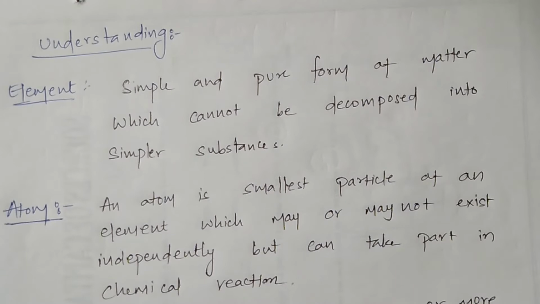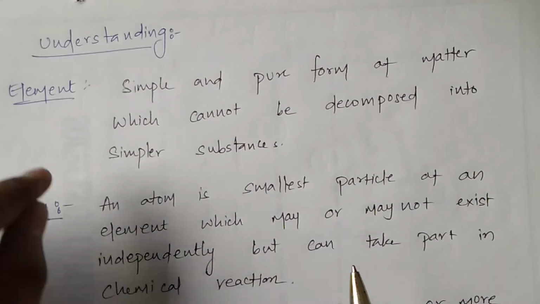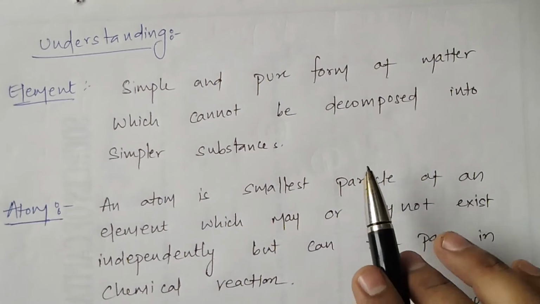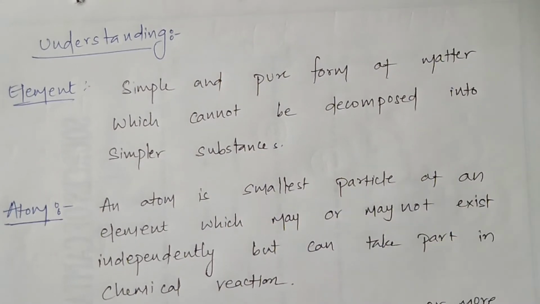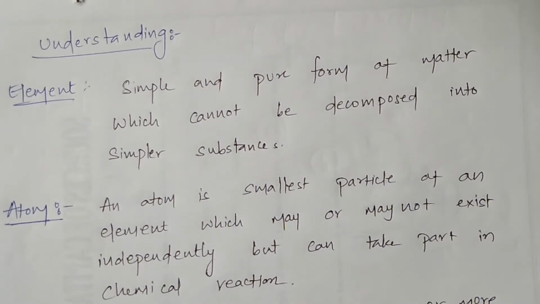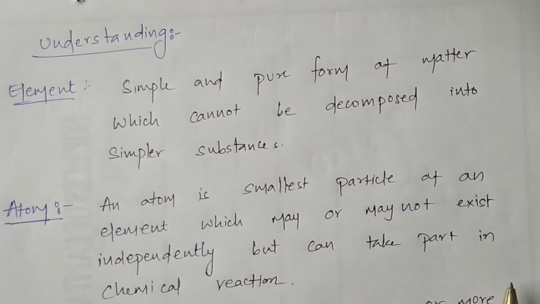That cannot be further decomposed. We cannot further decompose iron into something else. That is called the element. But this is true only if the elements are non-radioactive. Radioactive elements can be further decomposed, but that is not part of our area of concern right now. We should understand that an element is the pure form of matter which cannot be decomposed.